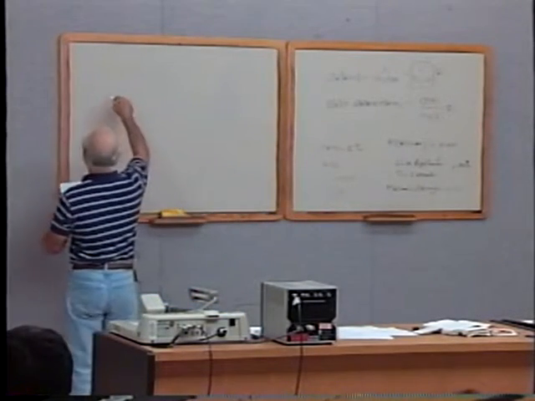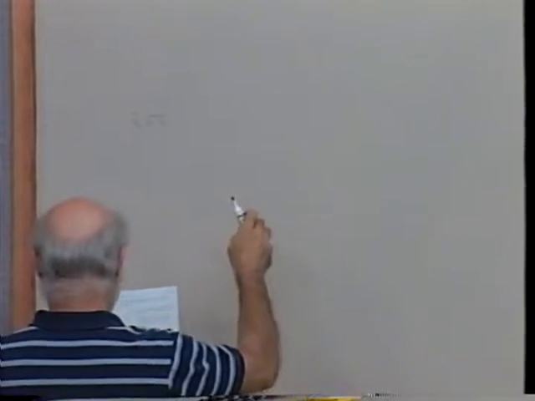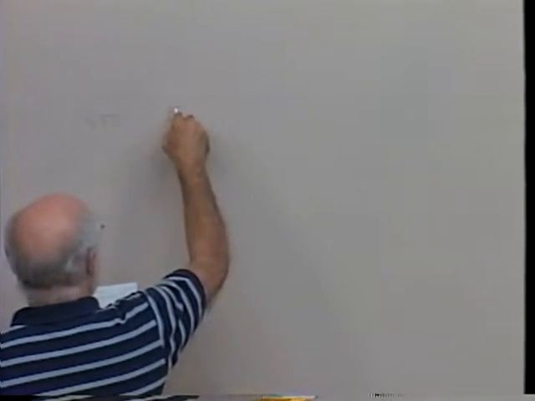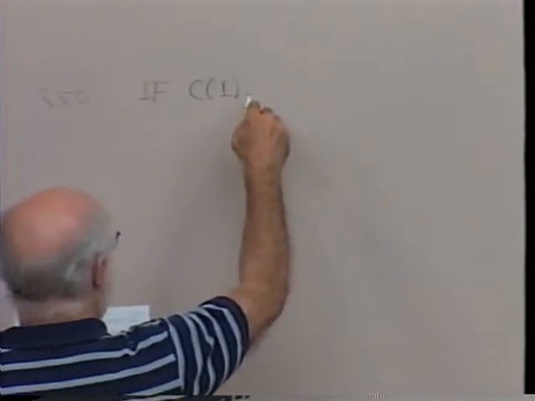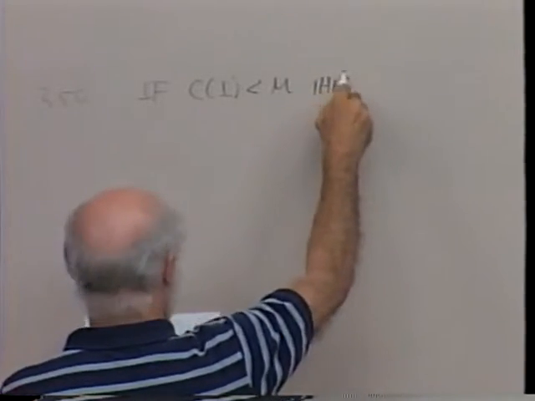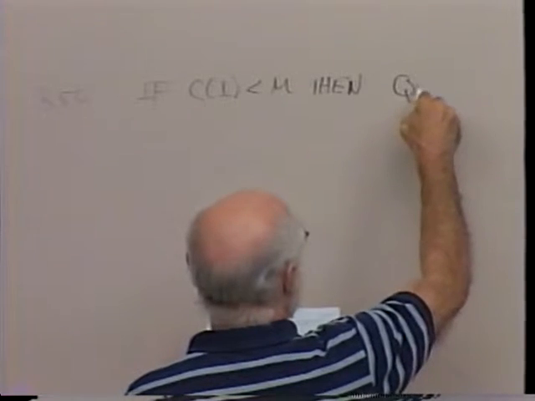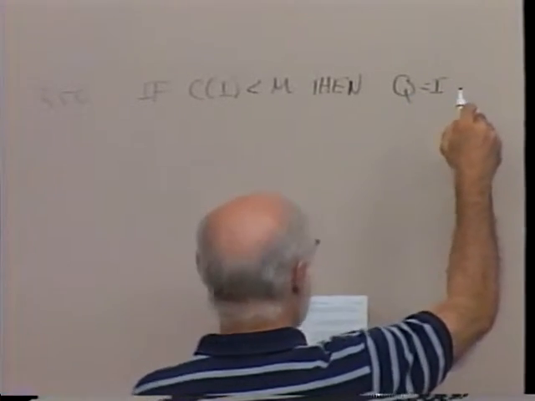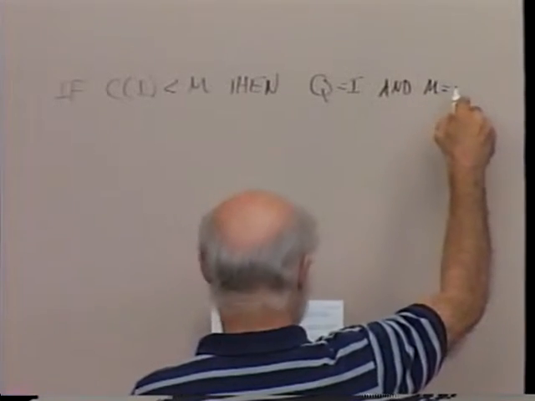Statement number 350. It reads, if C of I is less than M, then. And the way it originally read was Q equals I and M equals C of I.